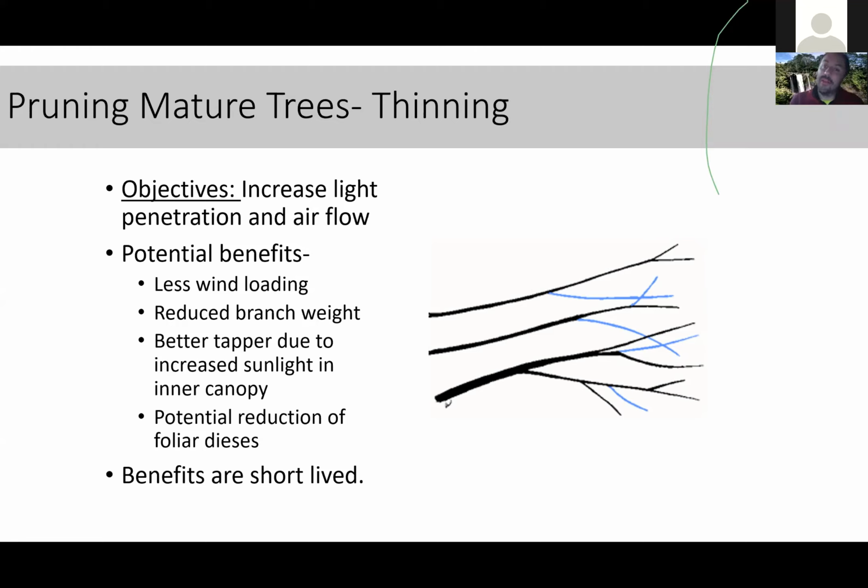But the thing about thinning, and why it's become somewhat controversial, is the benefits of thinning are super short-lived. You thin a tree, you cut out a bunch of branches, and immediately, maybe even that growing season, definitely the next growing season, new growth starts. And so the tree gets denser again, and the benefit from the pruning is reduced or eliminated. So generally speaking, with thinning, I think the take-home message is that most trees don't need to be thinned.